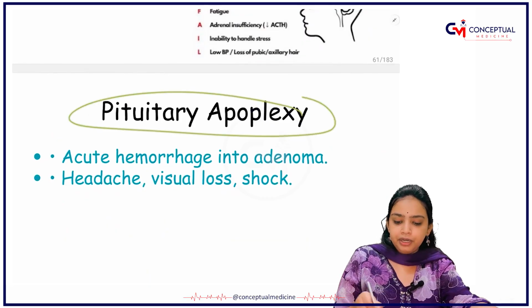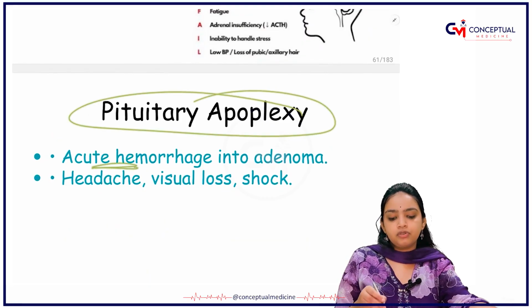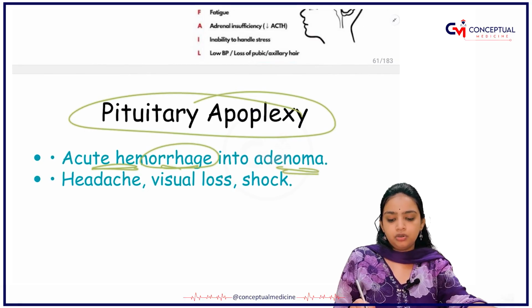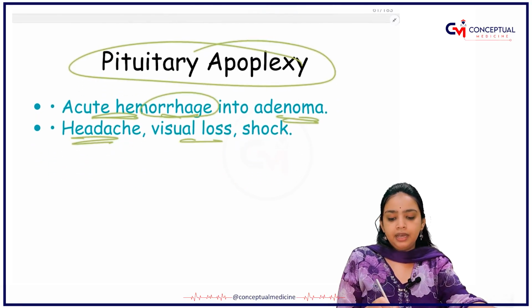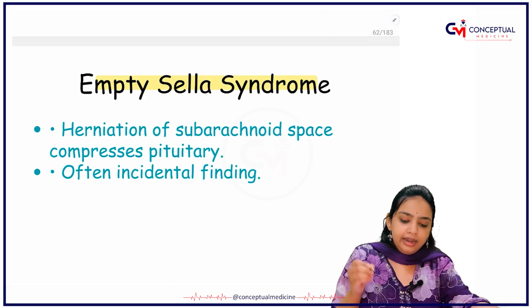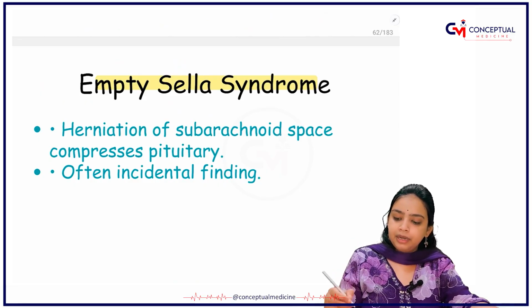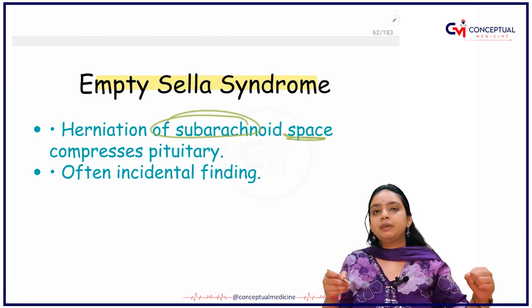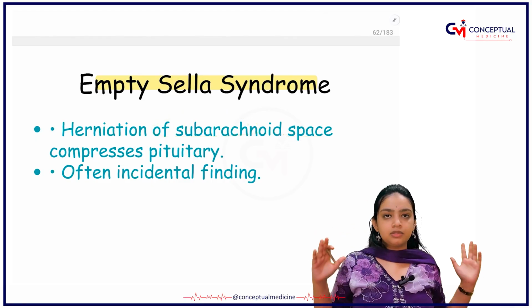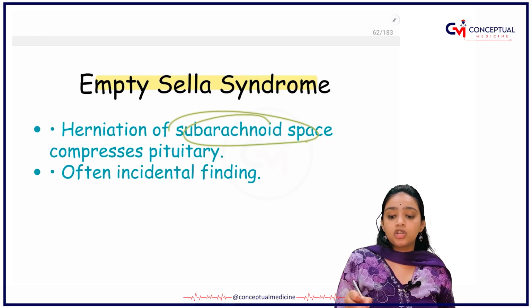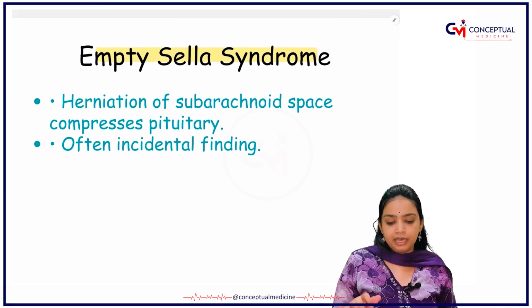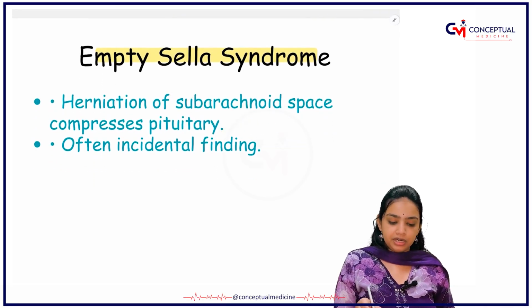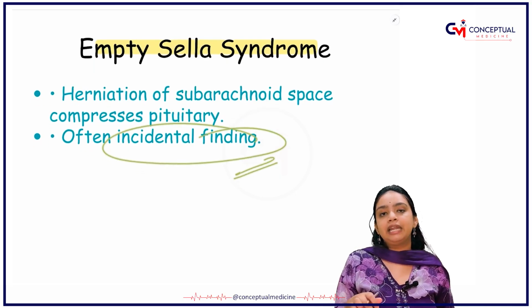Next you have the pituitary apoplexy. What happens over here is there is acute hemorrhage into the adenoma, there will be headache, visual loss and shock. Next, let's talk about the empty sella syndrome. There is herniation of the subarachnoid space. In the brain you have some spaces, right? So there is herniation of the subarachnoid space, which compresses the pituitary gland, and often these are incidental findings.